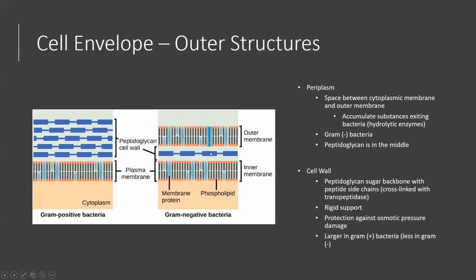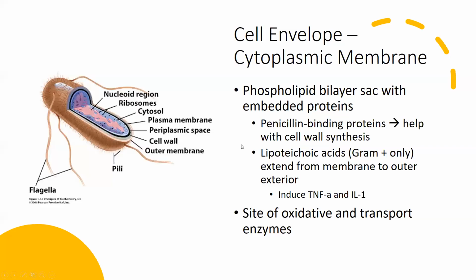Peptidoglycan, a thin layer, is also present. The cell wall is made up of peptidoglycan, a protein-sugar backbone. It has these peptide side chains. They're cross-linked, so they're very hard to break down. It's a protective structure for bacteria. They provide rigid support, and they really protect against osmotic damage. So that's why bacteria are not as affected by the environment that they're in with regard to osmosis, because they have this cell wall that's preventing water from flowing in or flowing out. We see a larger peptidoglycan cell wall in gram-positive bacteria and a smaller one in gram-negative.